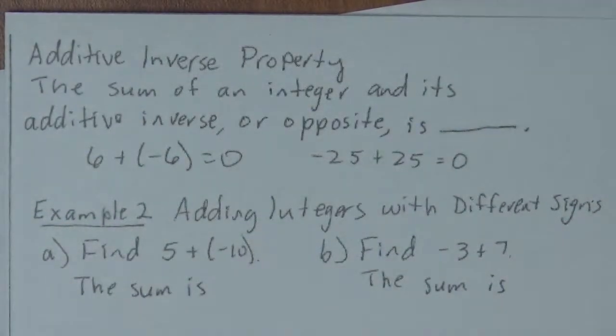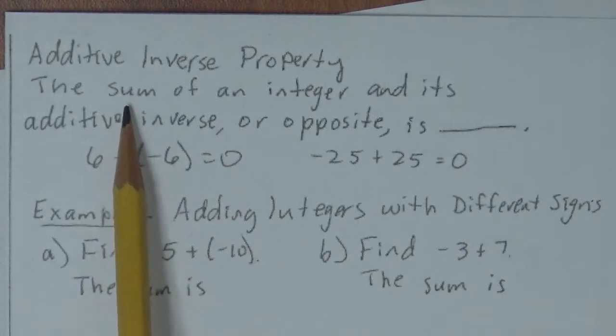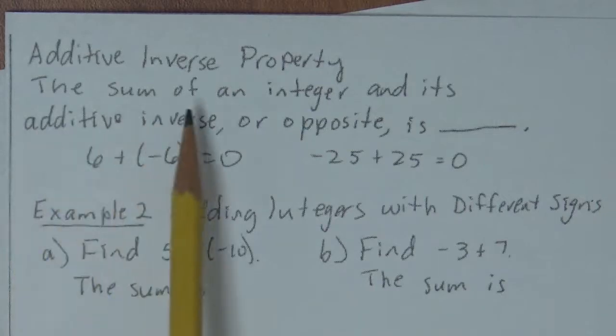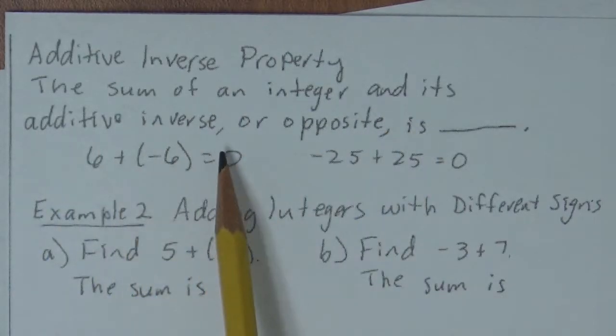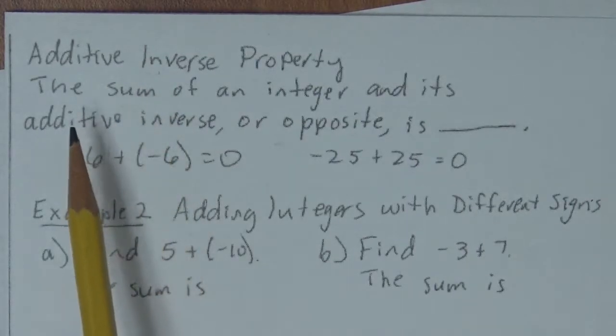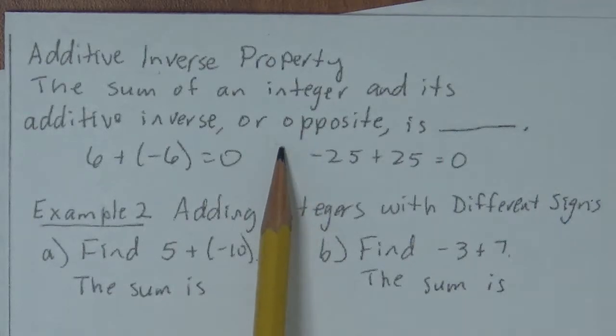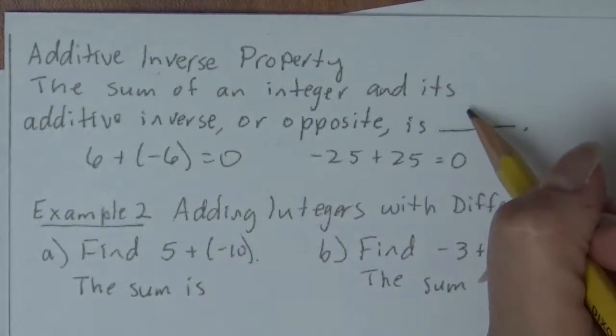Additive inverse property. The sum. What does sum mean? Sum means it's the answer after you add. The sum of an integer and its additive inverse, or another word for additive inverse is opposite, and we talked about opposite a moment ago. The sum of an integer and its opposite is always going to be 0.